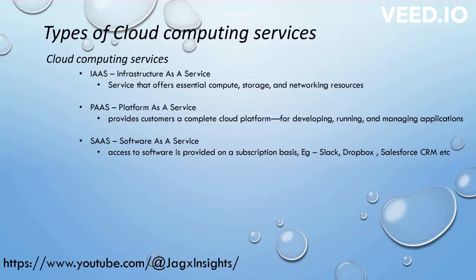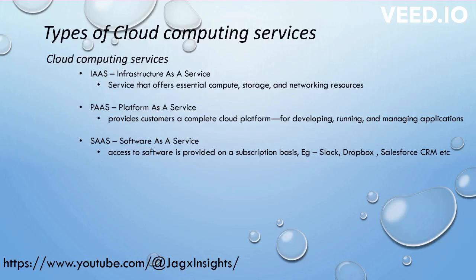The cloud computing services are basically three different services as of today, which are predominantly called IaaS, PaaS, and SaaS. So, what is IaaS? Infrastructure as a Service. It means that the service offers essential compute and storage devices and also the network resources. So let's go to PaaS.